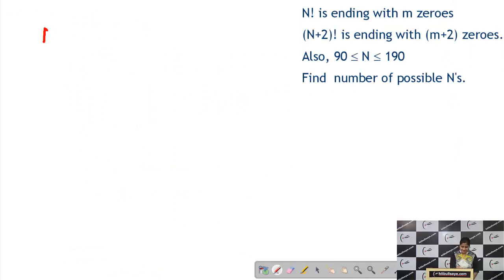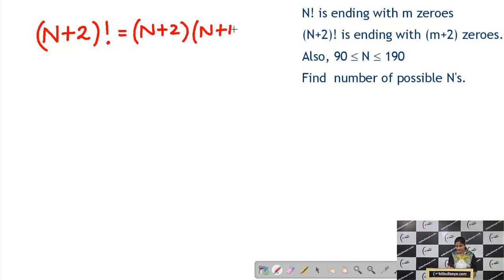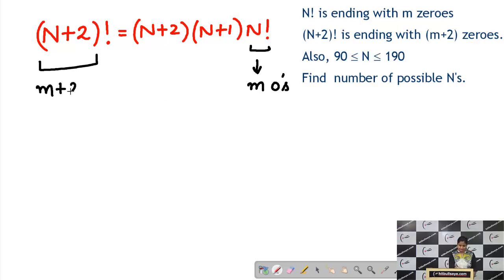See, it says n plus 2 factorial. Since n plus 2 factorial can be written as n plus 2 into n plus 1 into n factorial, and n factorial already contains m zeros, and in total we need m plus 2 zeros, it means we need 2 zeros extra. These 2 zeros can come from n plus 2 into n plus 1.